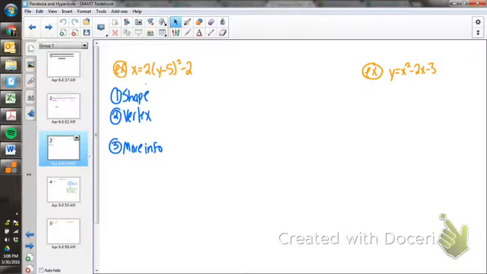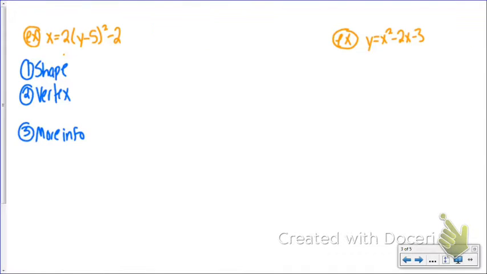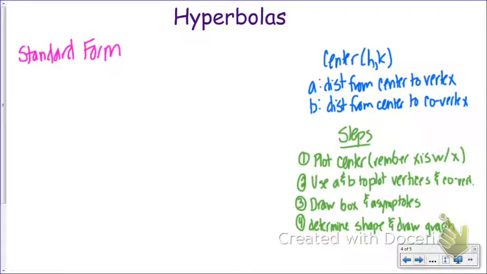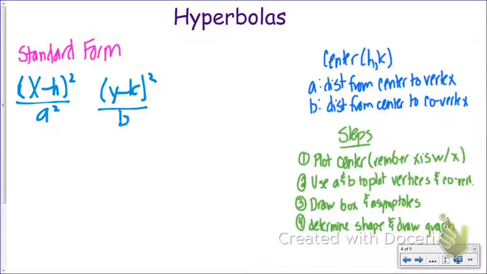Alright, so now we're going to look at hyperbolas. The standard form is going to look very similar to what it did for an ellipse, but there's going to be one major difference. Let me go ahead and just write out the first part. It's still going to be x minus h squared over a squared, and it's still going to have y minus k squared over b squared, and it's still going to equal 1. The major difference here, though, is that I'm going to have a minus sign instead of a plus sign.